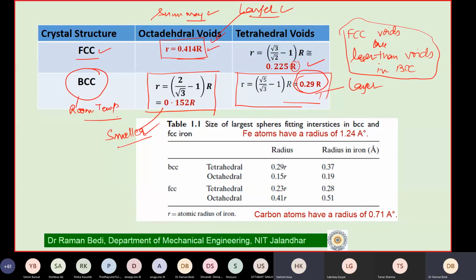Which one? Okay, I'll give you a hint. Out of BCC and FCC, which one is more closely packed?